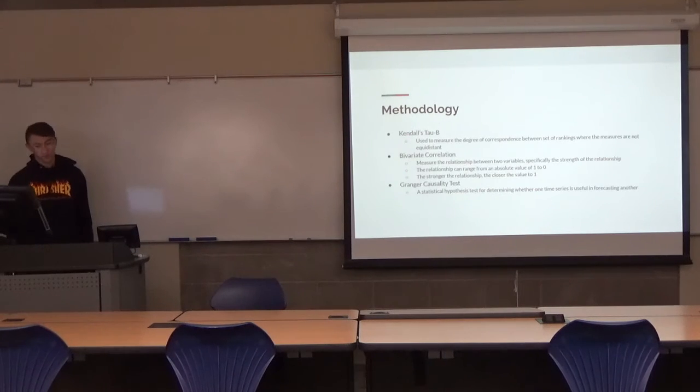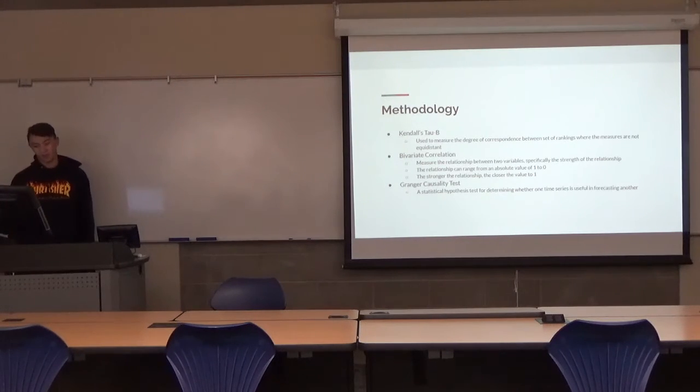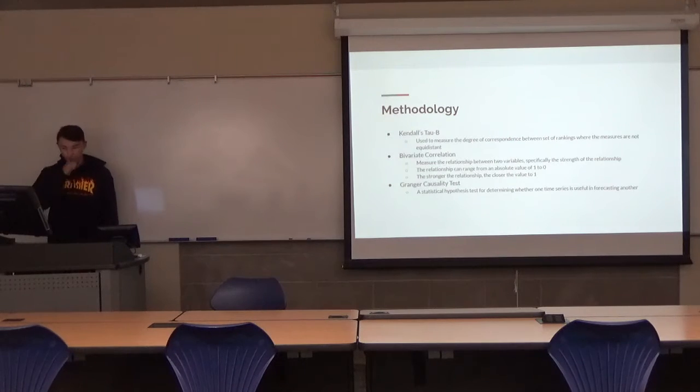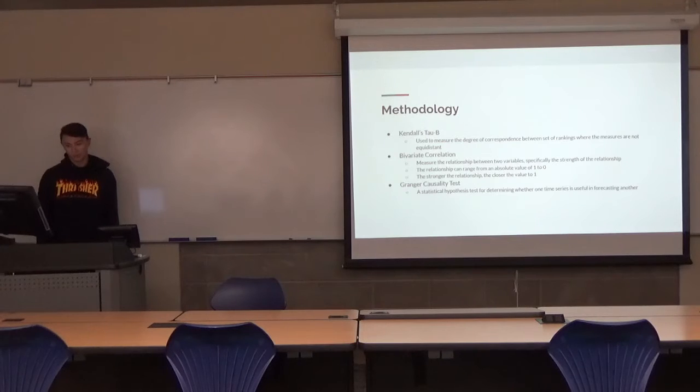Some methodology used. Kendall's Tau-B, as I mentioned earlier, is used to measure the degree of correspondence between sets of rankings where the measures are not equidistant. Also the bivariate correlation, which I also mentioned, measures the relationship between 2 variables, specifically the strength of the relationship.